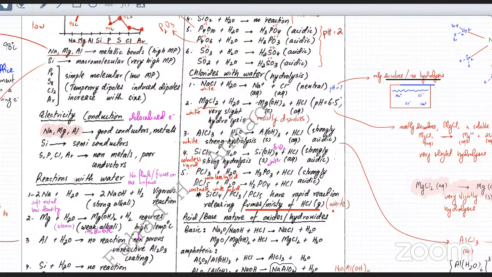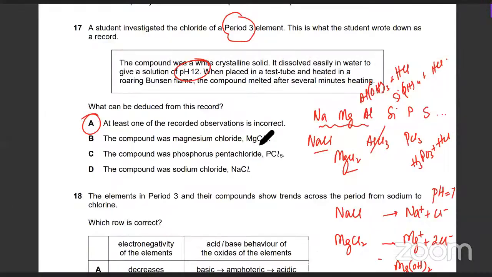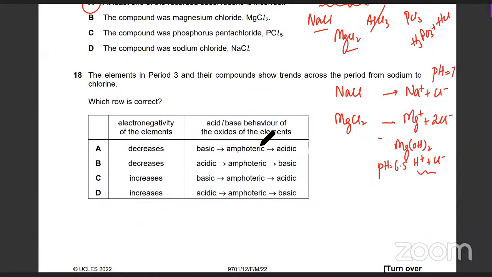Okay, so next one is: elements in period 3 and their compounds show trends across the period from sodium to chlorine. Which was correct? Electronegativity to the right increases or decreases? So it increases. And acid-base behavior: it's from basic to acidic. So let's see.